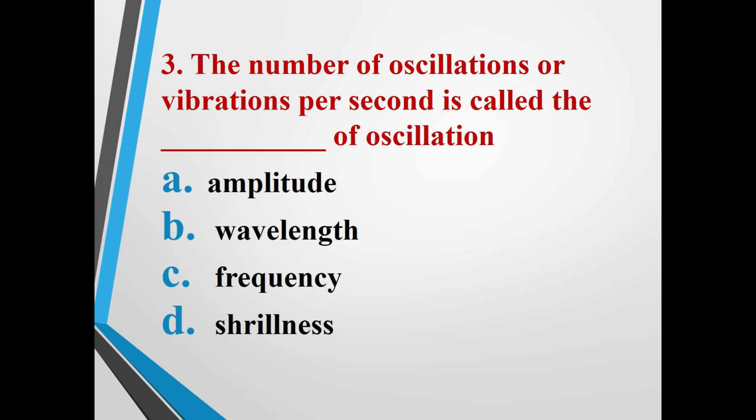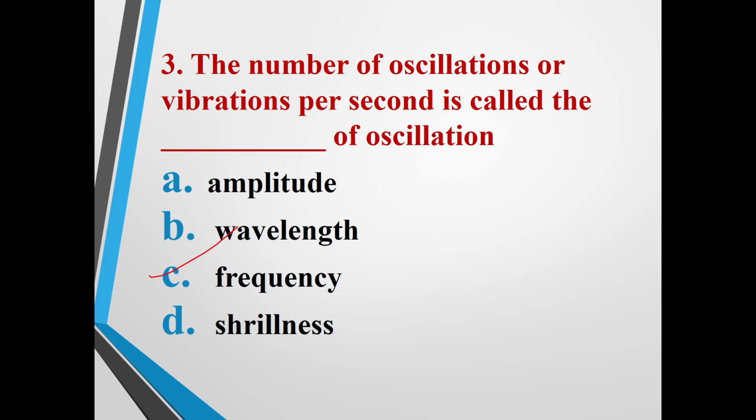Next question. The number of oscillations or vibrations per second is called the dash of oscillation. Options: A, amplitude; B, wavelength; C, frequency; D, shrillness.